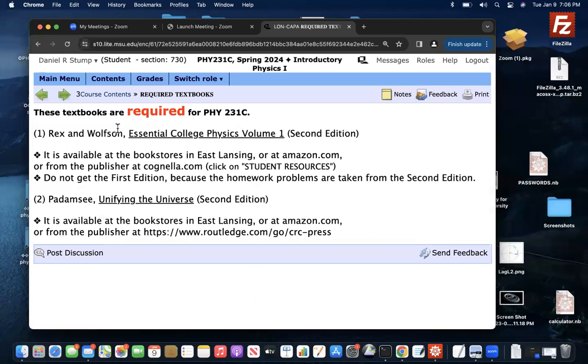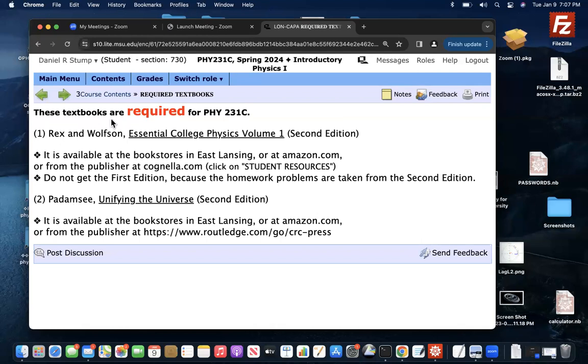There's information about the 2 required textbooks, Essential College Physics, Volume 1, and make sure you get the 2nd edition. Don't get the 1st edition. The 1st edition is very cheap, but it doesn't have the right problems. So get the 2nd edition. You can get it at the bookstores in East Lansing, or you can get Essential College Physics direct from the publisher. I've sent information about that in the emails.